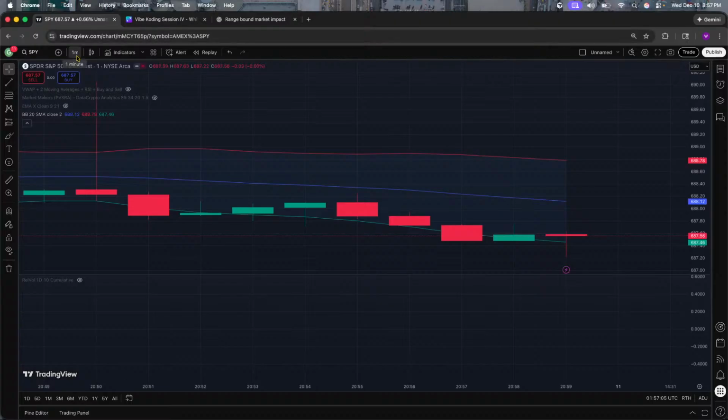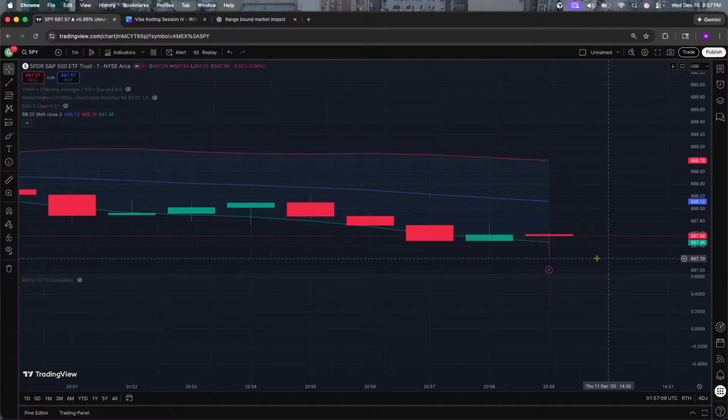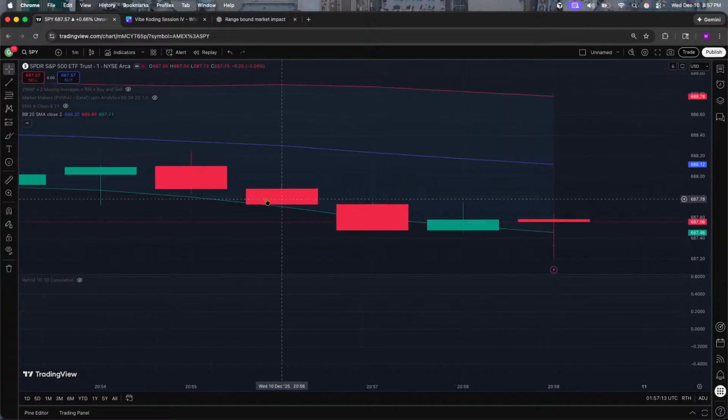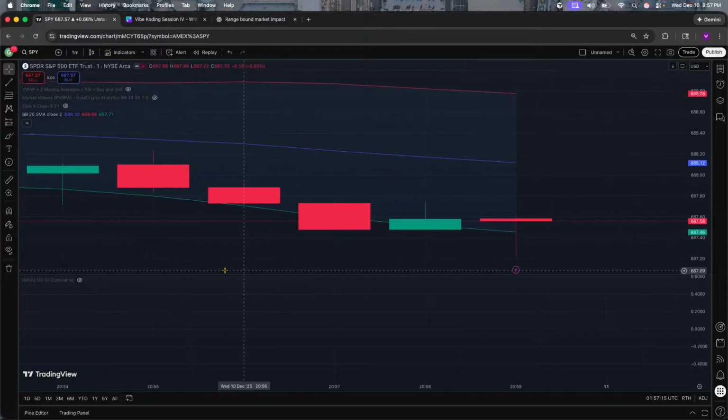So I'm looking at a 1 minute chart, right? What a 1 minute chart lets you know is that, let me zoom this in a bit more so you can see it, each one of these candles represents 1 minute of action between the buyers and the sellers, right? A red candle represents the sellers, or the bears, in the market. A green candle represents the buyers, or the bulls, in the market, right?